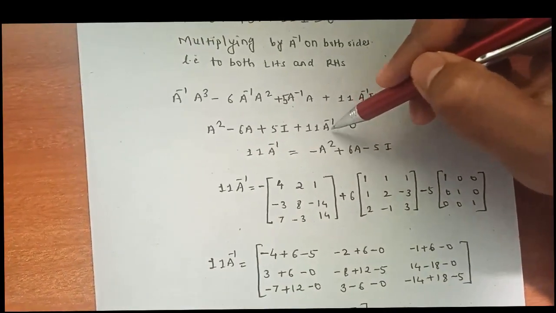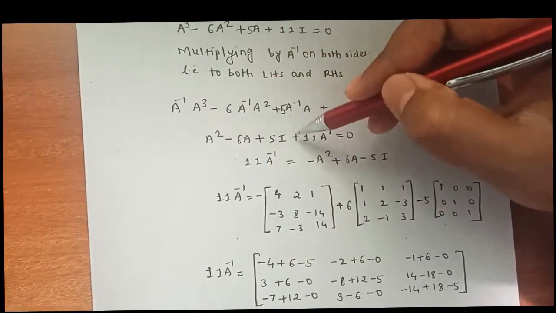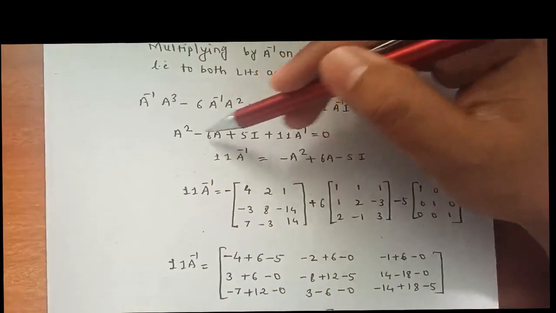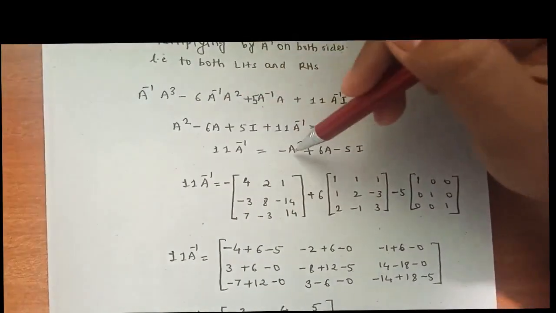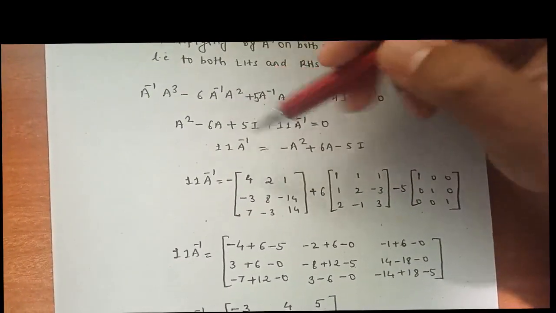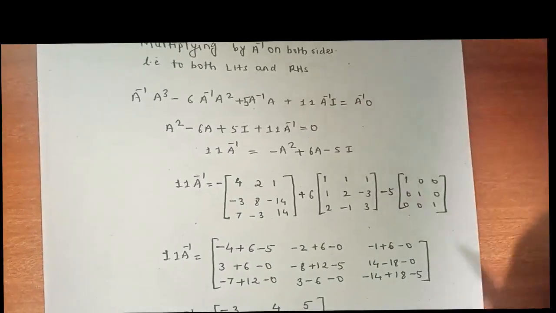I need A inverse, so keep 11 A inverse on this side and transfer the remaining things to the other side. Transferring this quantity, A square minus 6A plus 5I: A square was positive on this side, so it will become negative, the 6A will become plus, and the 5I will become minus. So I got 11 A inverse is equal to minus A square plus 6A minus 5I.